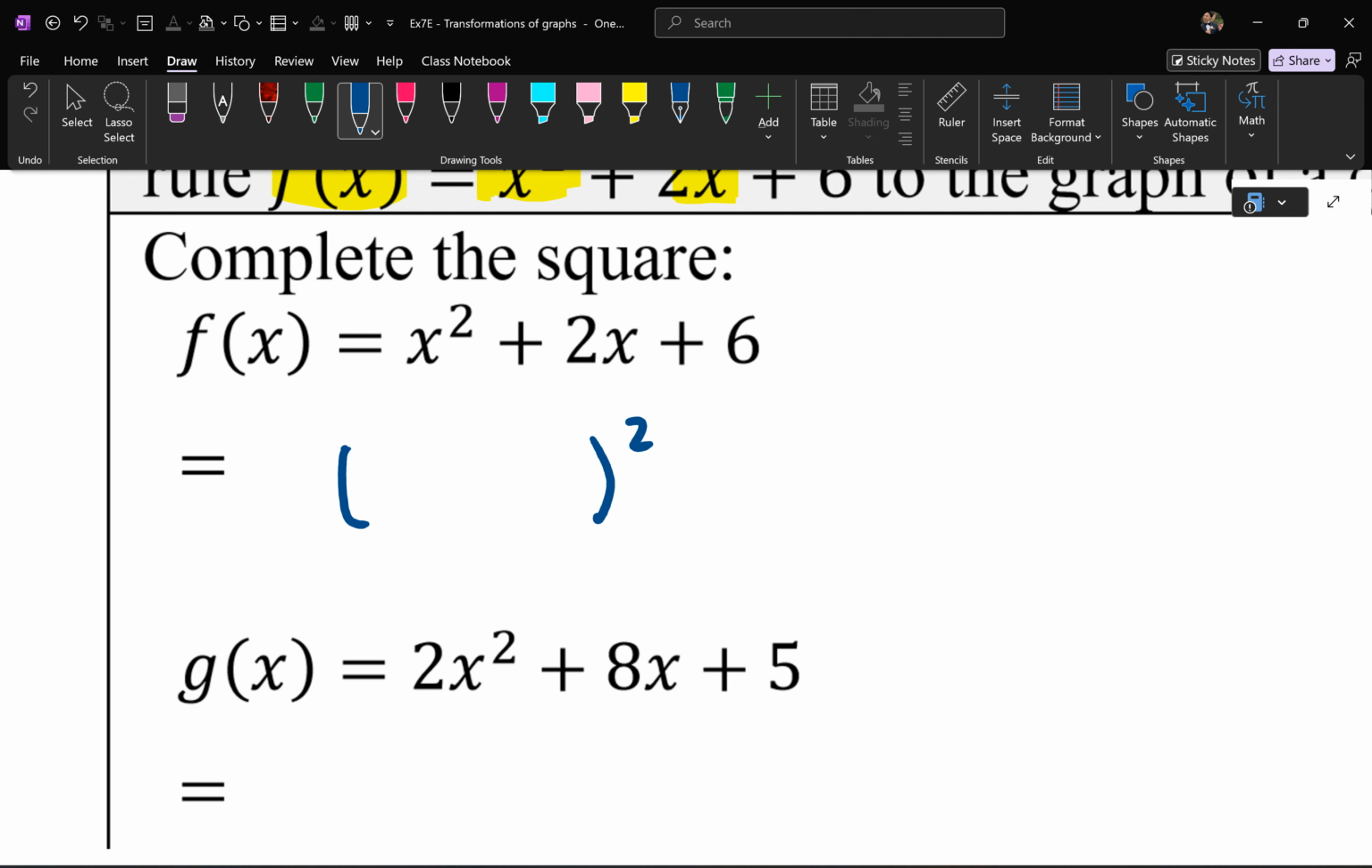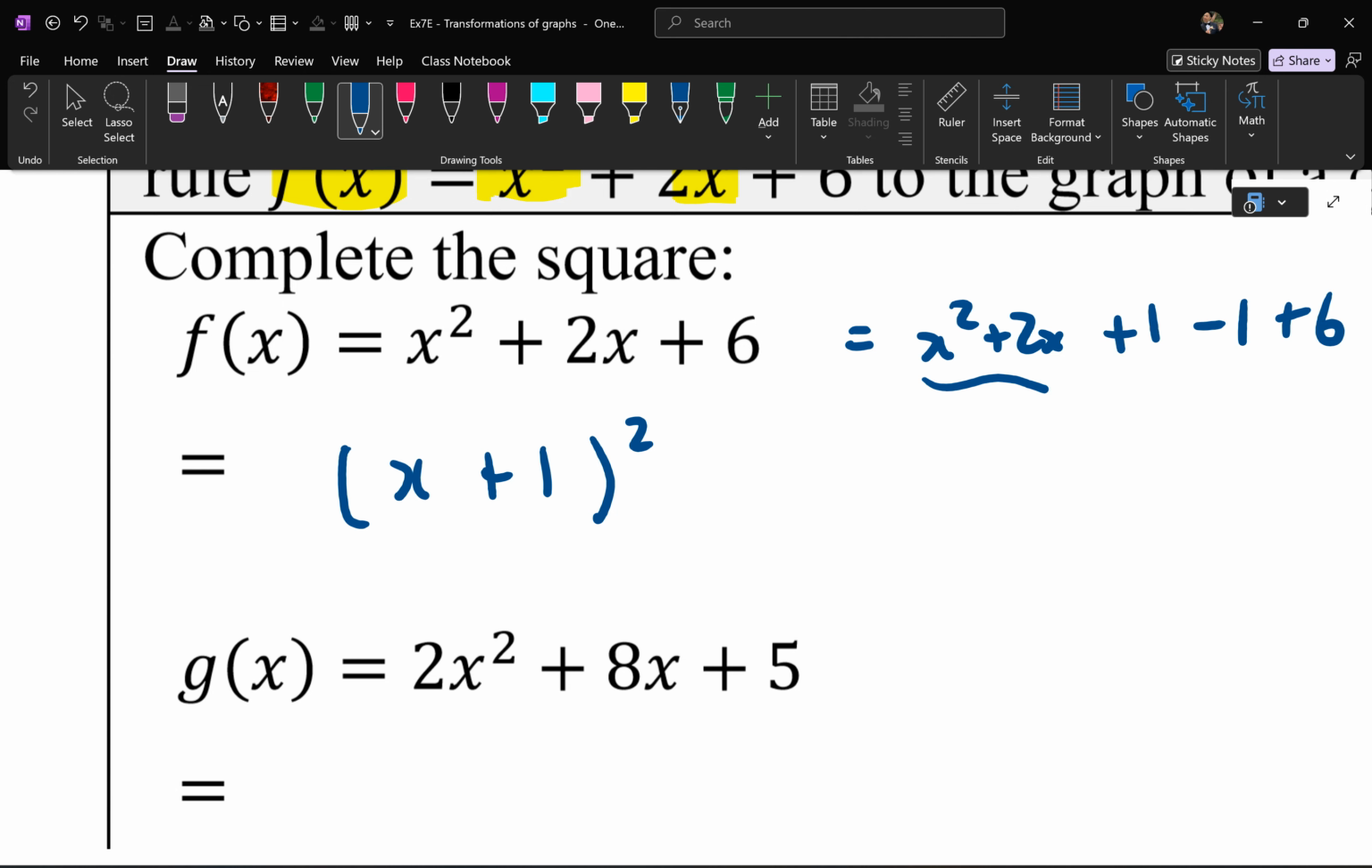Sion. Is it plus 1 minus 1? Plus 1 minus 1. Yes, that's true. So you're saying x squared plus 2x plus 1 minus 1. Is that what you mean? Plus 1 minus 1? Yeah. Okay, so this here is a perfect square. That's true. What do you do with the minus 1 and plus 6? Very good. Minus 1 plus 6 gives you positive 5.